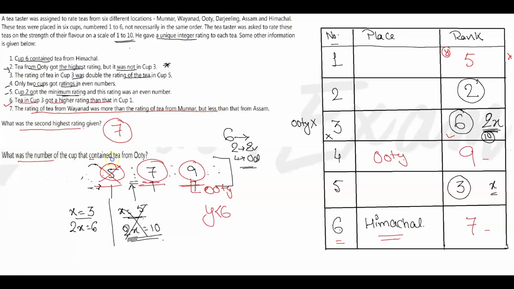What was the number of the cup that contained tea from Muti? I can see that it's cup number 4. So the answer for this is 4. The remaining two questions for this set were also very easy and not at all difficult, at least not in terms of the level of sets that appear in CAT. It was a moderate set, not at all a difficult one.